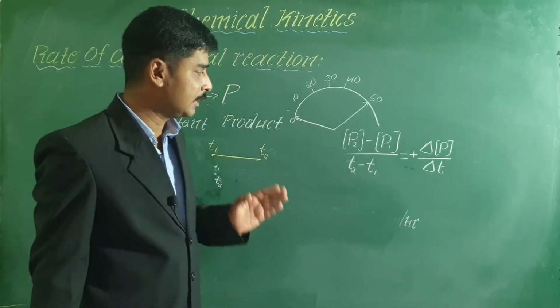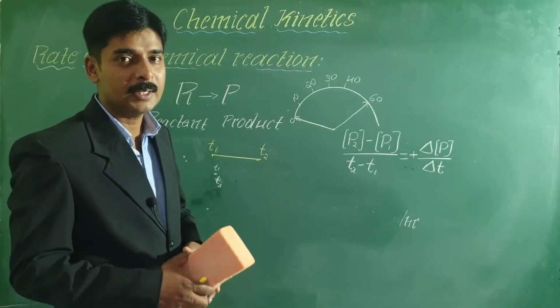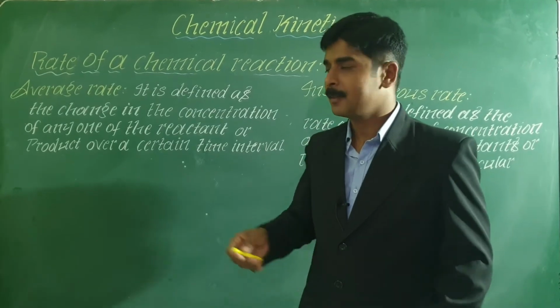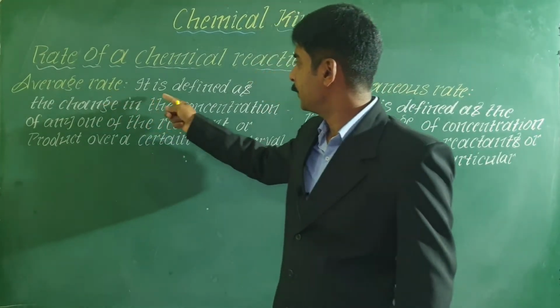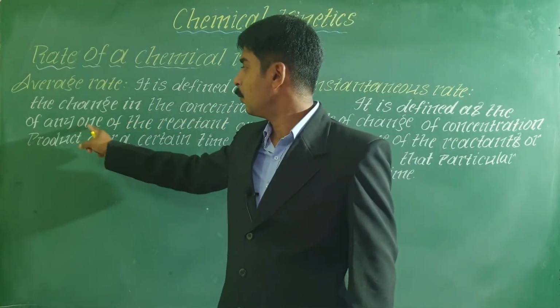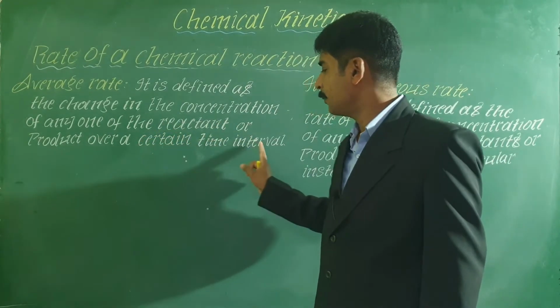Now I will write these definitions of average rate and instantaneous rate for you. If you want, you can take down. Average rate is defined as the change in concentration of any one of the reactant or product over a certain time interval.